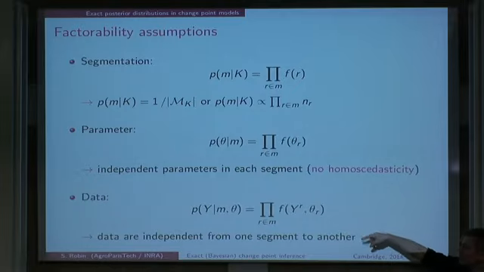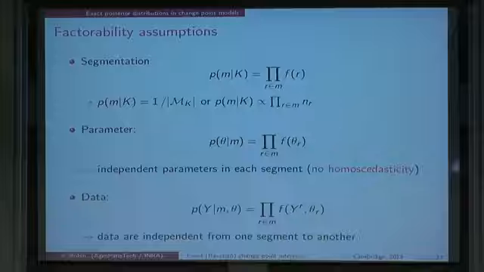And then if you assume that the conditional distribution of the data given the parameters can be factorized along the segments, you just assume that the data are independent from one segment to another. So you may have within-segment dependency, but not between-segment dependency. So if you have a local AR1, for example, it's okay, but if you have an AR1 that goes along, it's not okay.